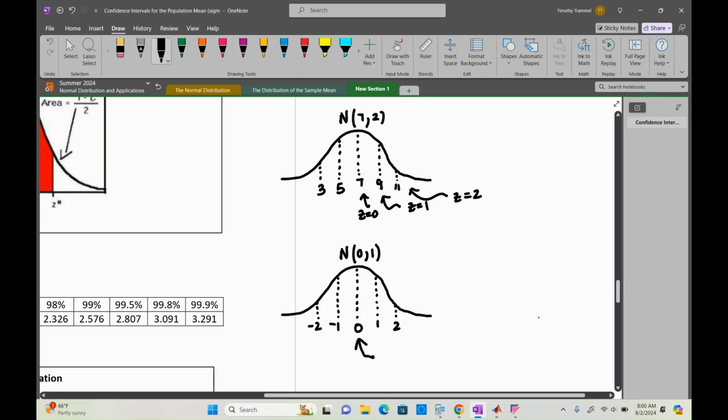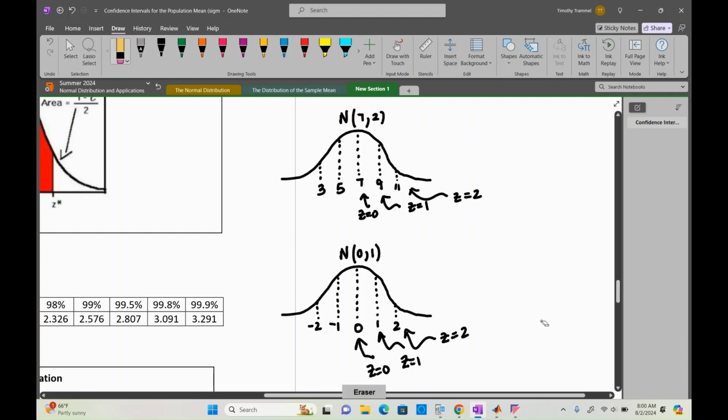Well, 0 here is 0 standard deviations from 0, so this is z equals 0. This is 1 standard deviation from the mean, so this is z equals 1. This is 2 standard deviations from the mean, so this is z equals 2. So with this distribution, your z-score is the exact same thing as the x values that we have down here. And it's not the case for this one up here.